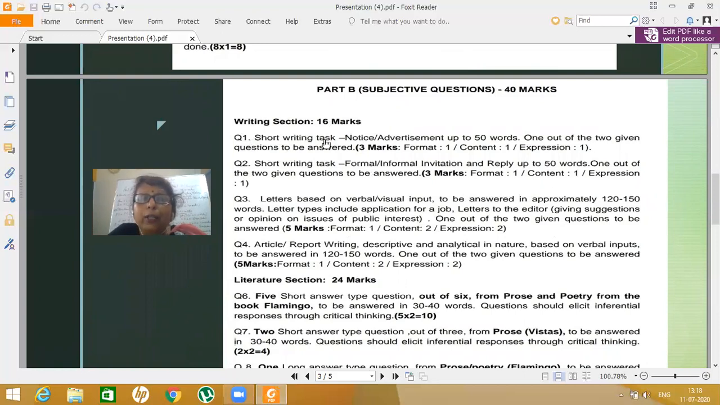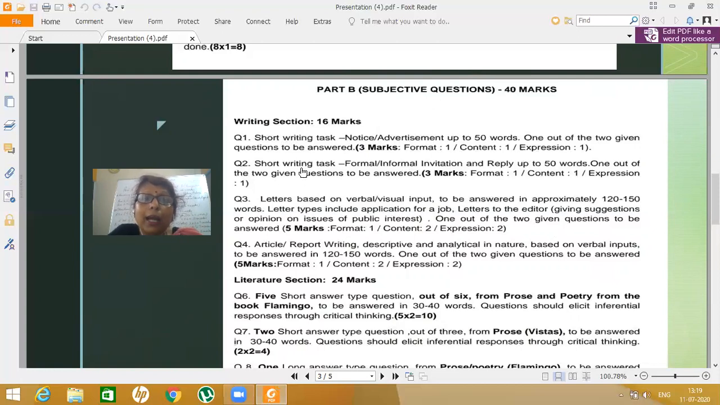Now, in short writing composition, the writing task, you will be getting either notice or advertisement. Now, this is very important. You won't be getting both. Obviously, you have to attempt any one out of 2 questions. So, notice and advertisement you will be getting, and the word limit is 50. We know that. We have already done that. And the marking scheme has been given. Format will be of 1 mark, the content 1, and expression 1. So 3 marks you will be getting for this question.